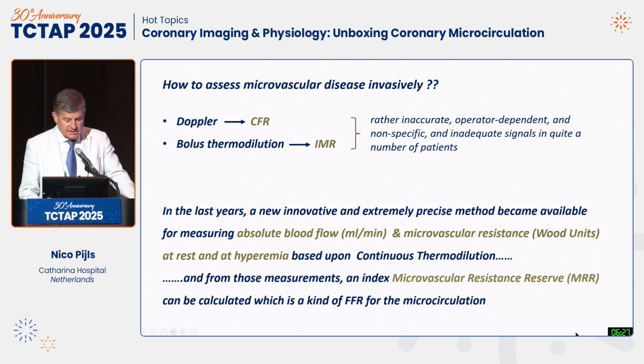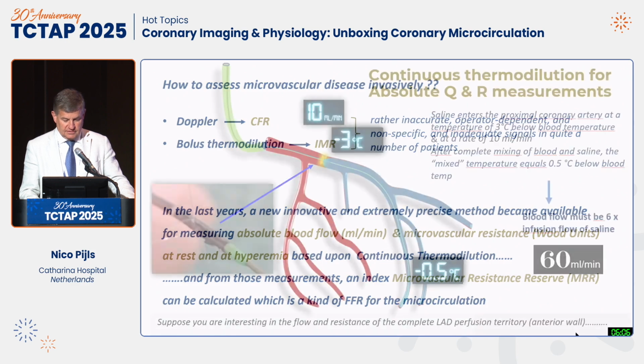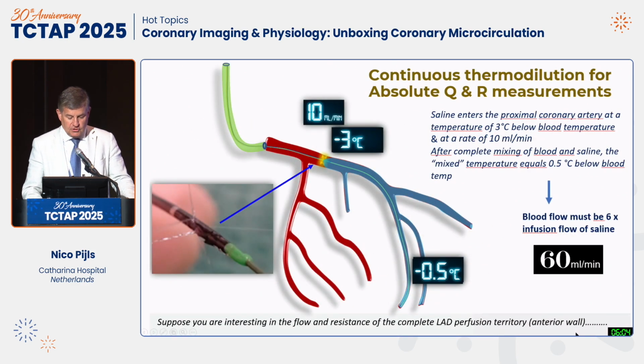In the last years, a new and innovative and extremely precise method became available for measuring absolute blood flow and resistance at rest and at hyperemia based upon continuous thermal dilution. And more importantly, from those measurements, an index, microvascular resistance reserve, can be calculated, which is a kind of FFR for the microcirculation. Let me try to explain how it works.